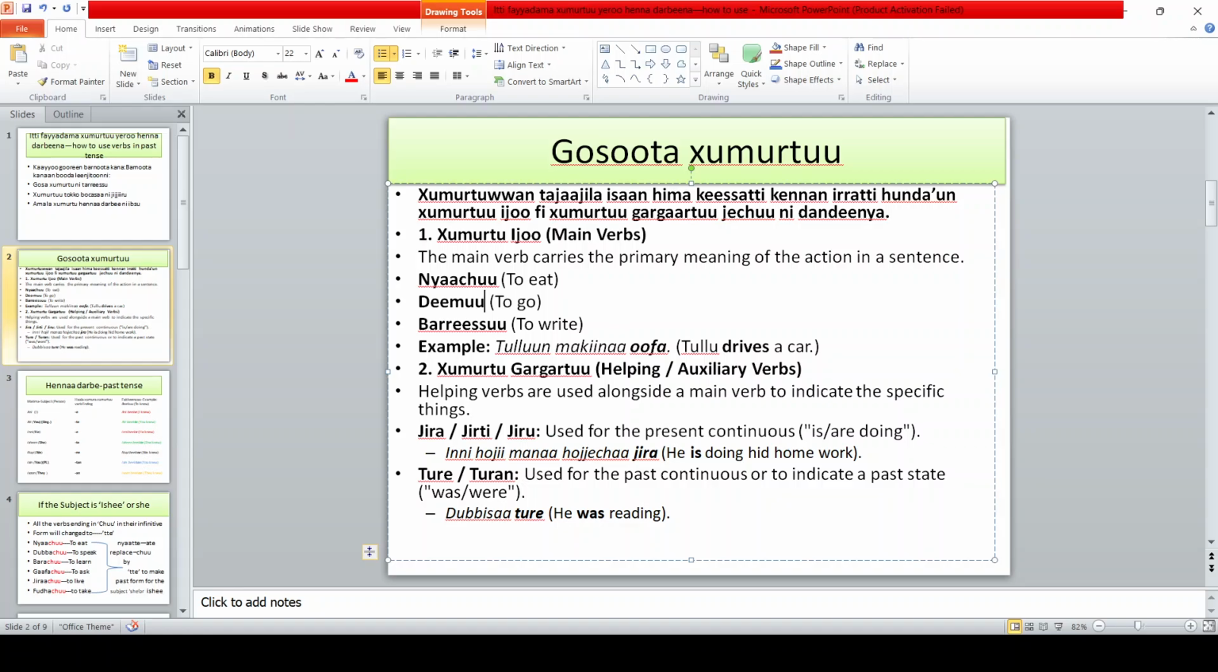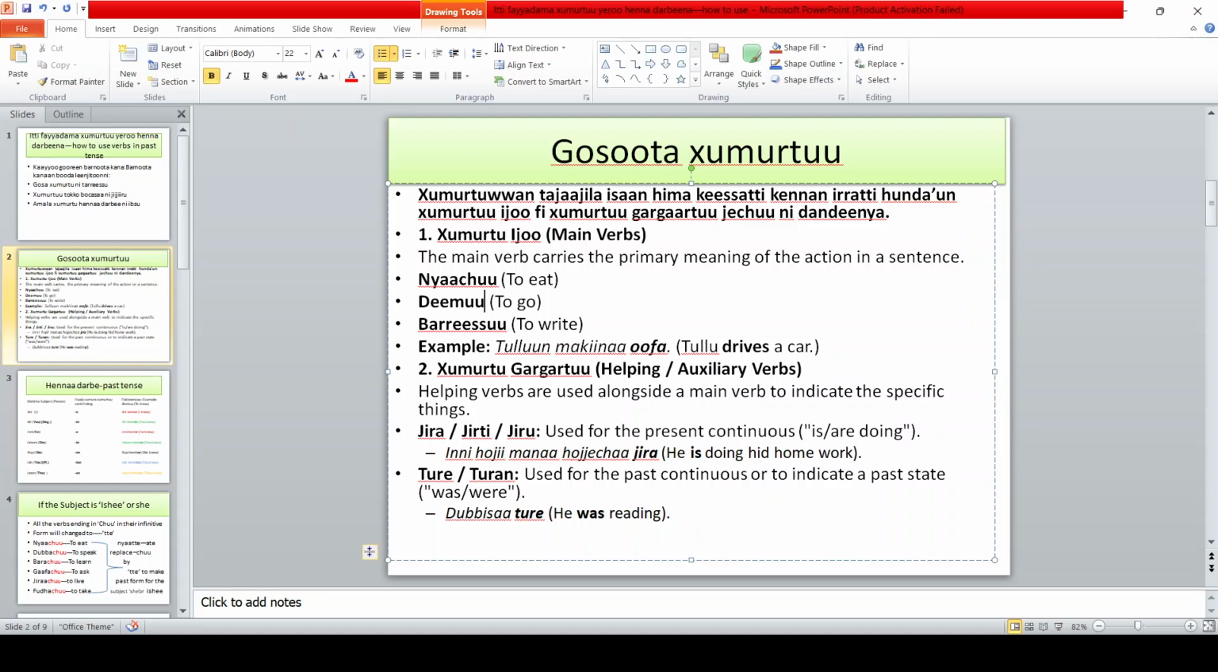But on the other hand, we have helping verbs. So they are used along with the main verbs to indicate time or tense or continuity. Isaan kunis dhaa, jira, jirti, jiru, ture, turan. So was and were in English. Inni nyaatee ture, nyaattee ture, deemee ture, deemee jira, deemaa jira, deemaa jirti.